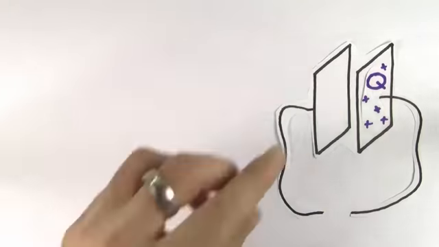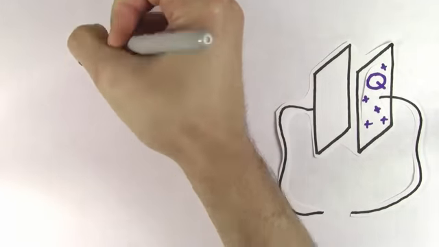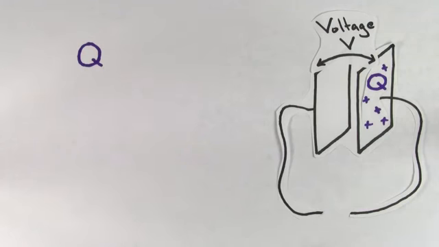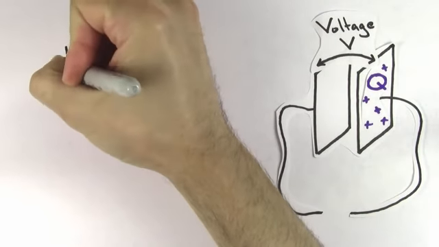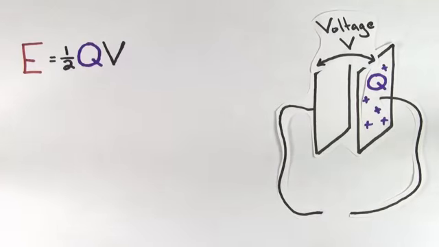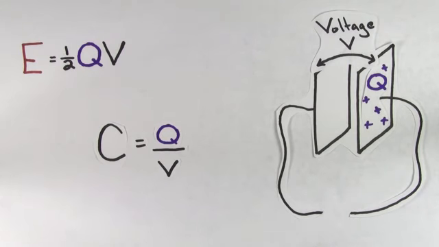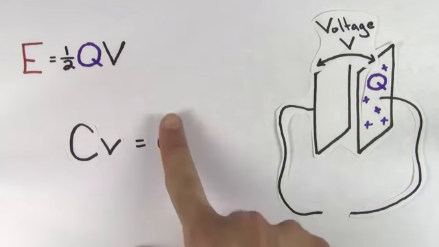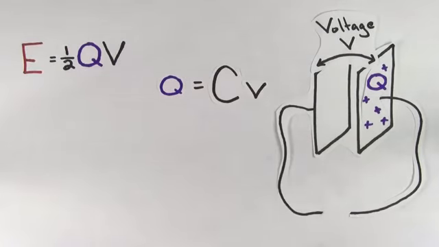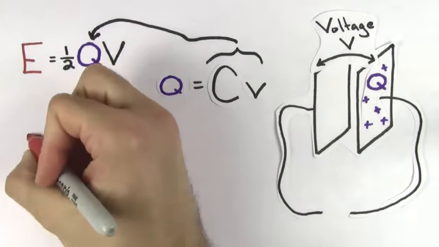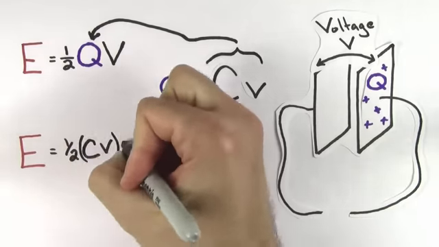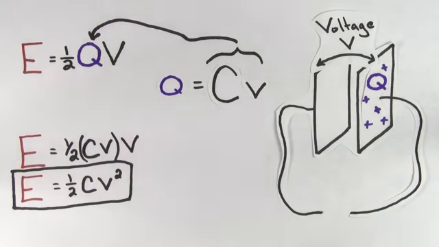So if you take the charge stored on a capacitor at any moment and multiply by the voltage across the capacitor at that same moment, divide by 2, you'll have the energy stored on the capacitor at that particular moment. There's another form of this equation that can be useful. Since capacitance is defined to be charge over voltage, we can rewrite this as charge equals capacitance times voltage. If we substitute the capacitance times voltage in for the charge, we see that the energy of a capacitor can also be written as 1/2 times the capacitance times the voltage across the capacitor squared.